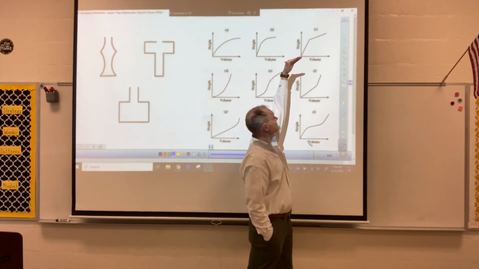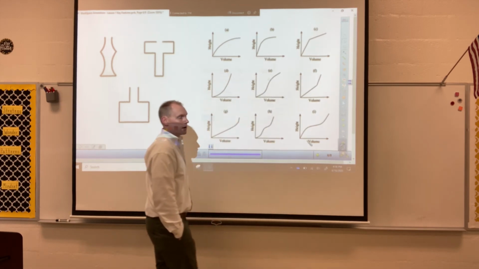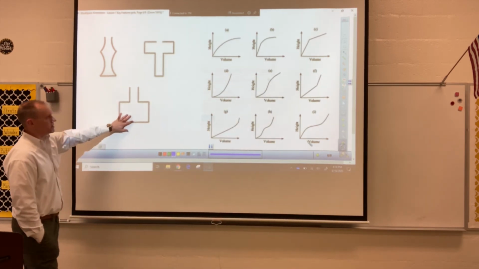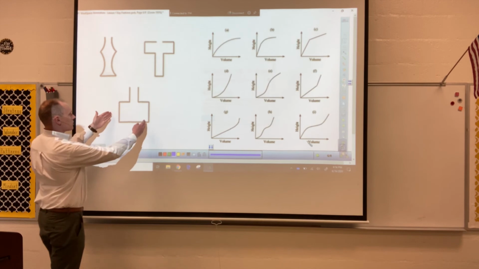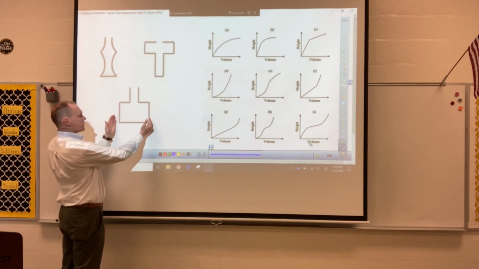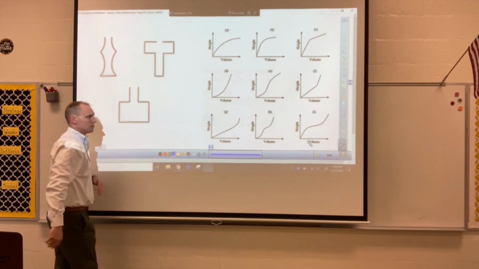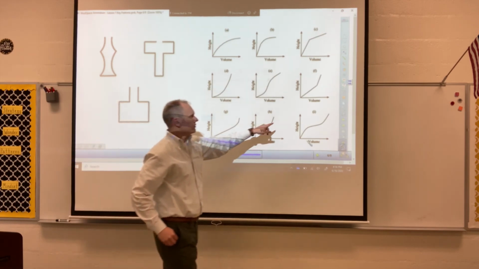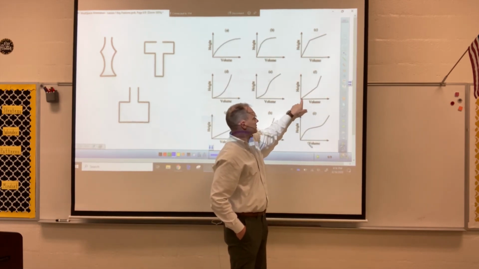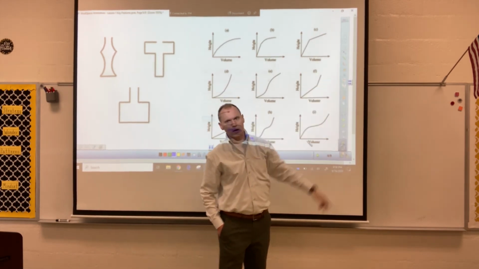Start out fast, and then it's going to slow down a little bit as we move on. Whereas this one does the opposite. It starts out slower because it's a wider width down here, and then it's going to be quick up here. So that's going to be F. It's going to start out at a slower rate, and then end up at a faster rate.